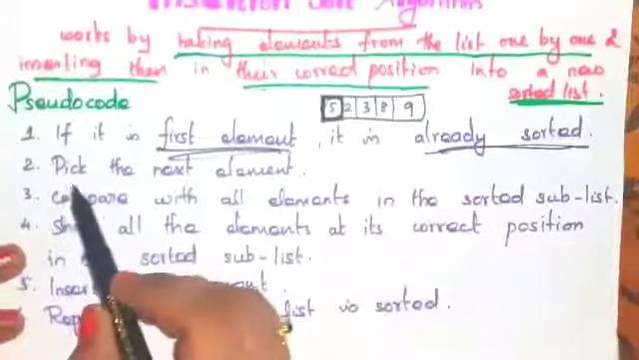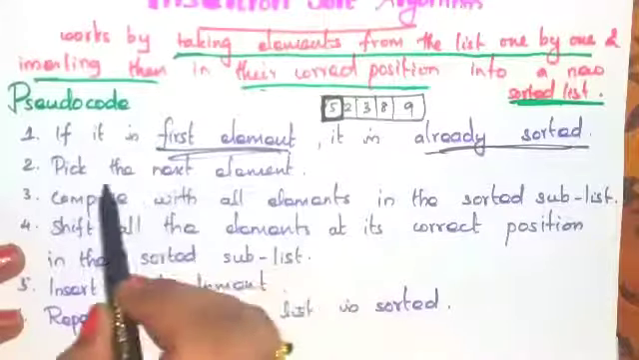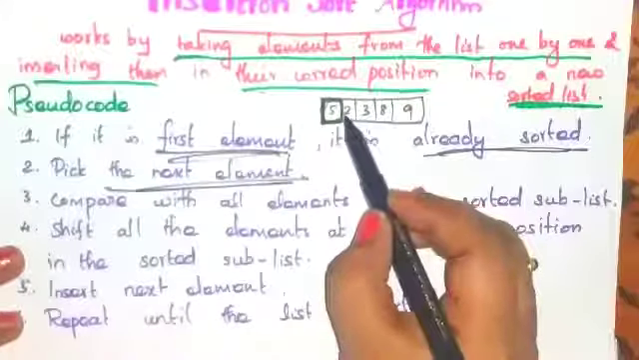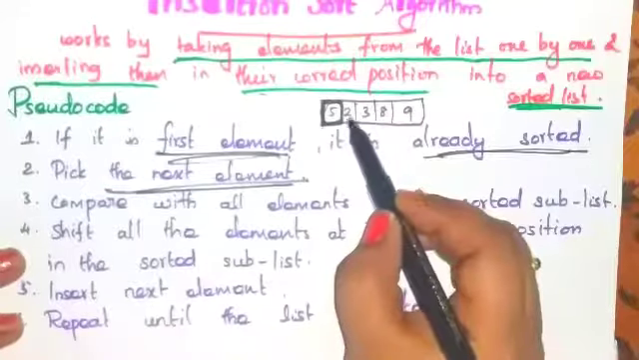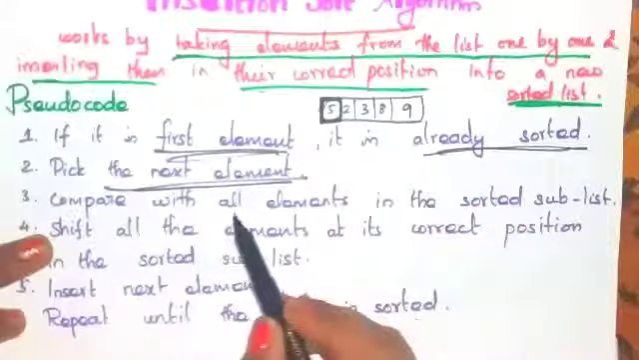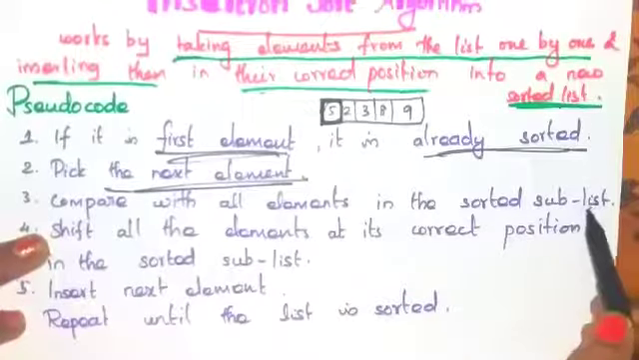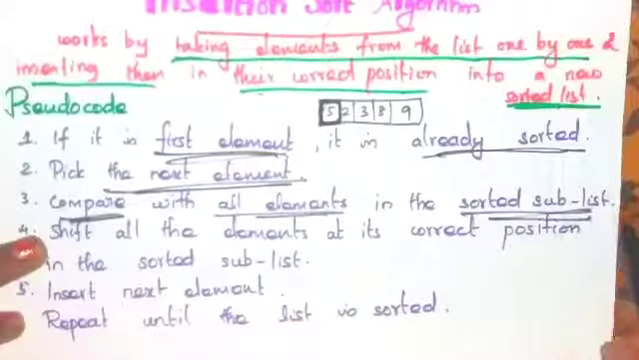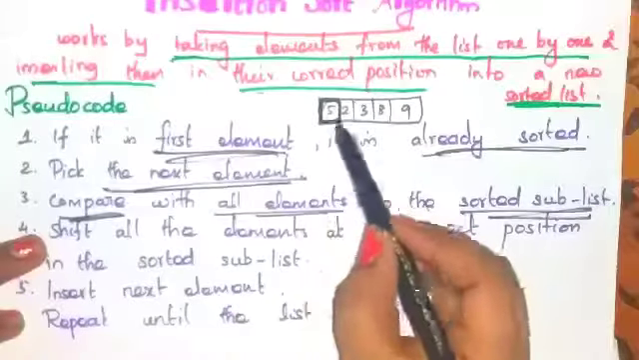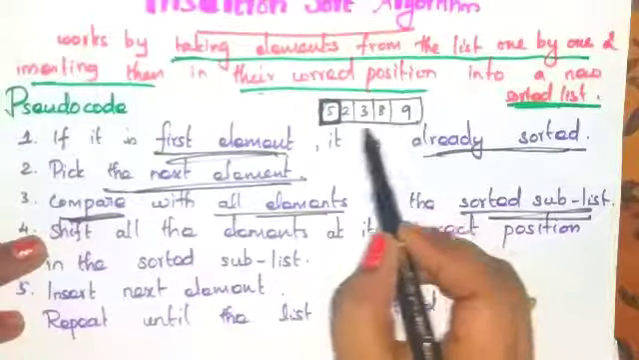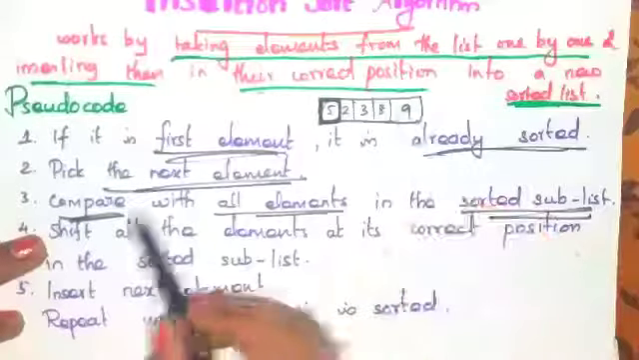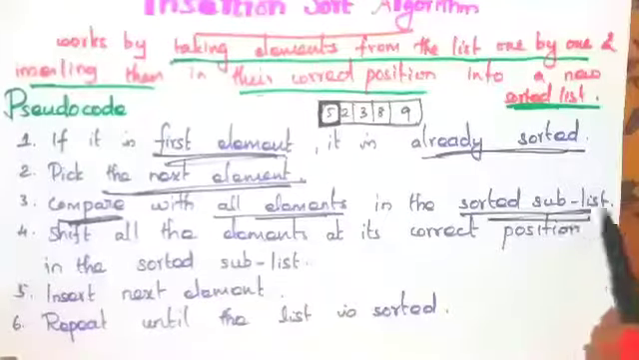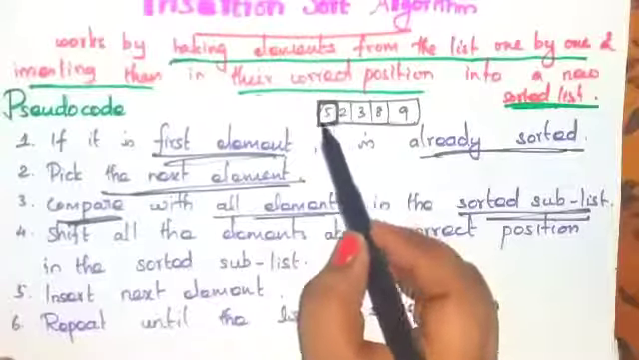In the second point, pick the next element. Which element? 2. This is the next element. Compare it with all elements in the sorted sublist. So this element is sorted, and these elements are not sorted. Compare this second element with all elements in the sorted sublist. Sorted sublist means what? This number.